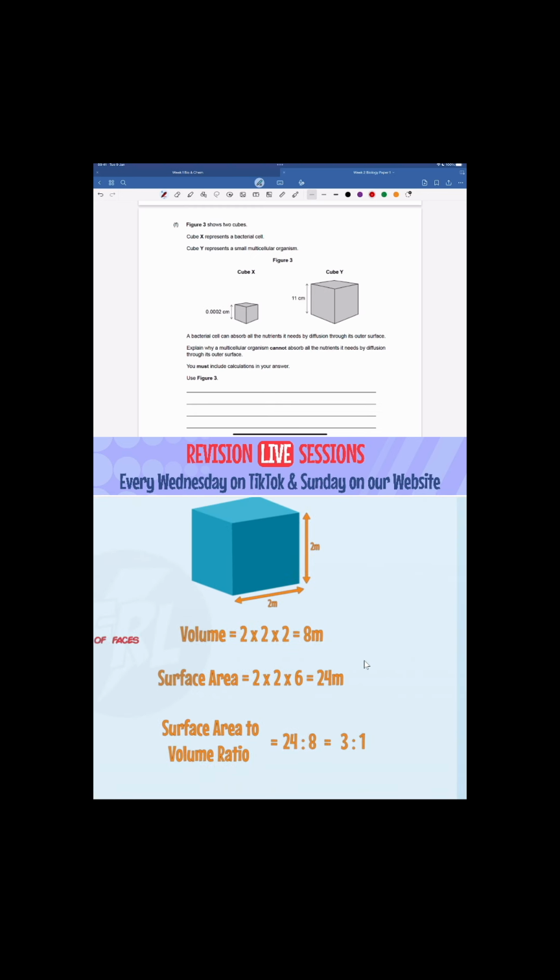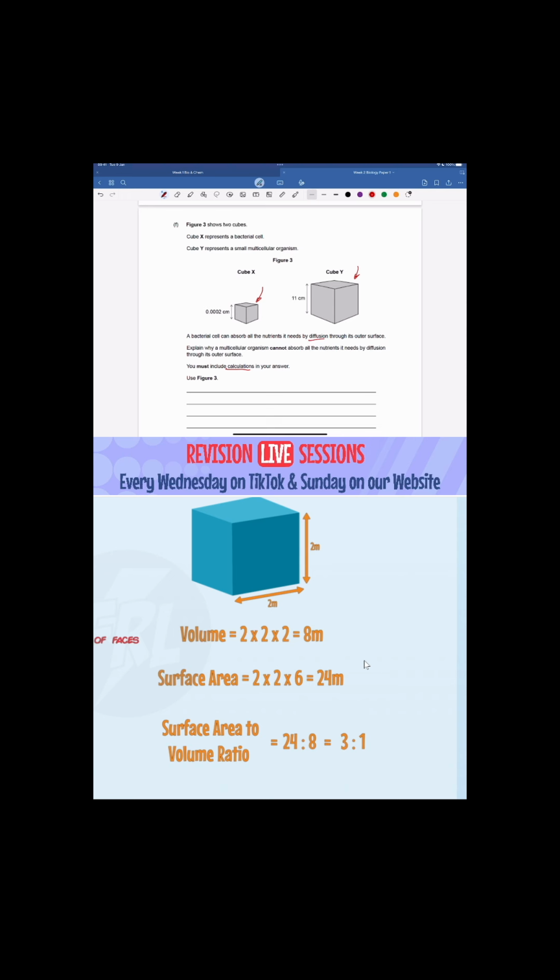The question says, a bacteria cell can absorb all the nutrients it needs by diffusion through its outer surface. Explain why a multicellular organism cannot absorb all its nutrients by diffusion through its outer surface. You must include calculations. It's actually a very vague question. But hopefully, by the fact that they've given you two cubes, you can figure out that they want you to work out the surface area to volume ratio.